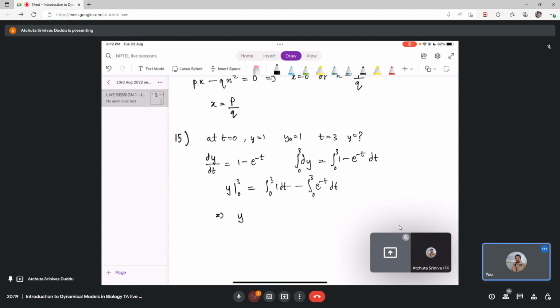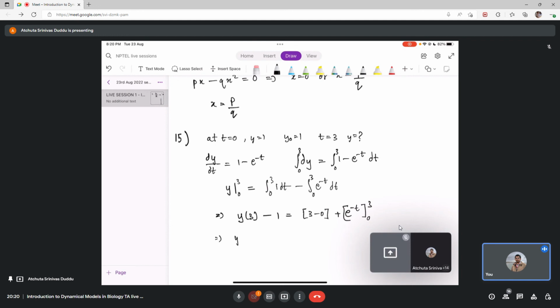y of 3, which we need to find, minus y naught 1, which is equal to t, 3 minus 0, minus, or I'd say plus e power minus t, 0 to 3. This is what you would get as the answer.